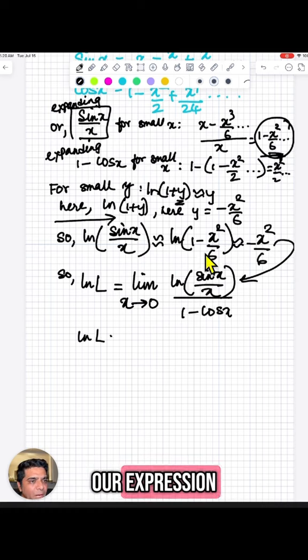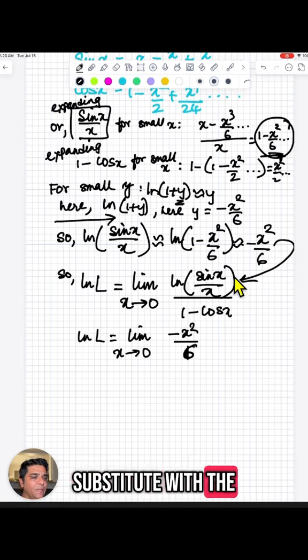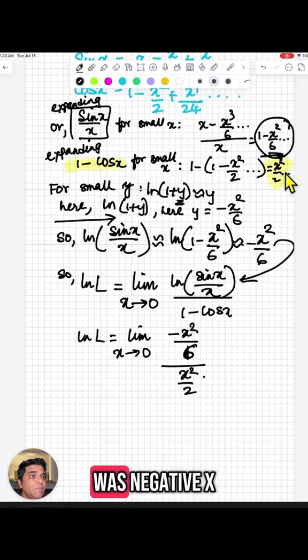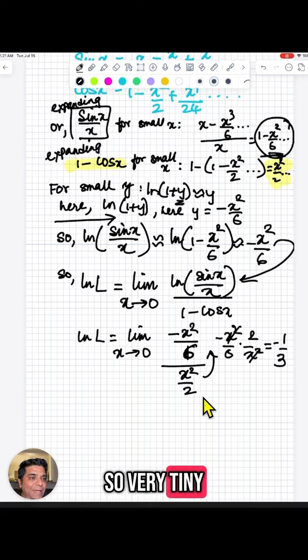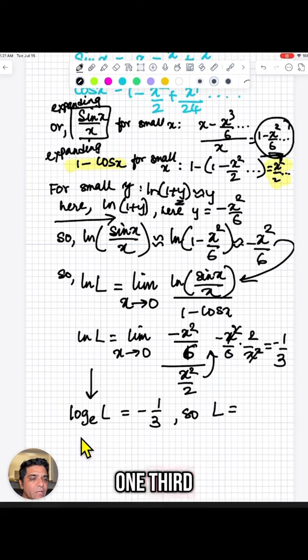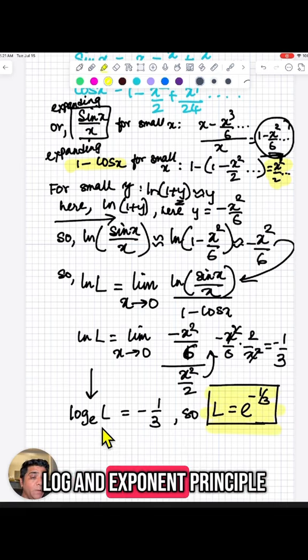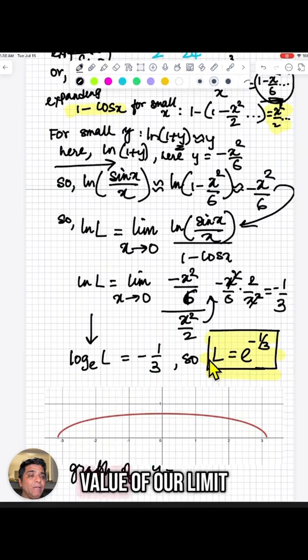And for our limit, we're going to take the ln of sin x over x and substitute negative x squared over 6. And we already said 1 minus cosine of x was x squared over 2 plus higher order terms, but they're getting smaller and smaller, so very tiny. So we can just take this one. Now we flip it, we get negative 1/3. So ln L is negative 1/3. We use the log and exponent principles, so e to the power of negative 1/3 is the value of our limit.